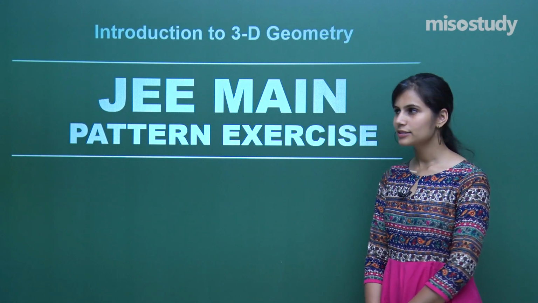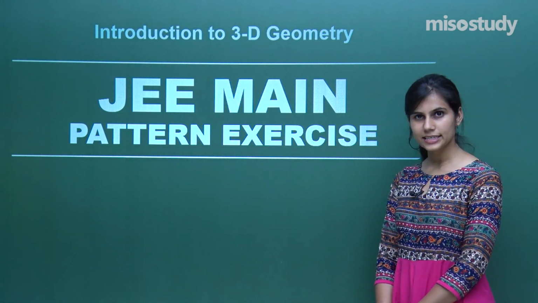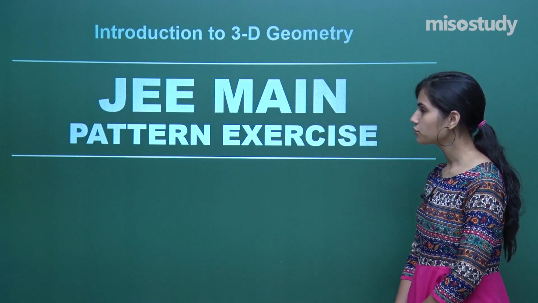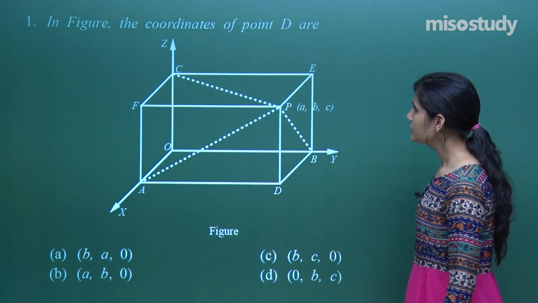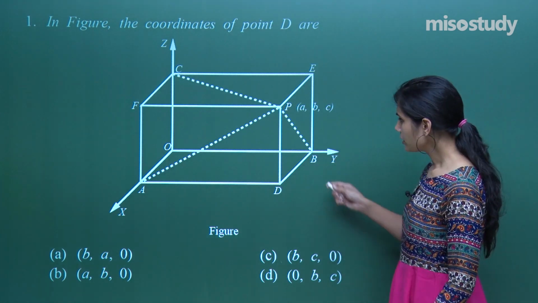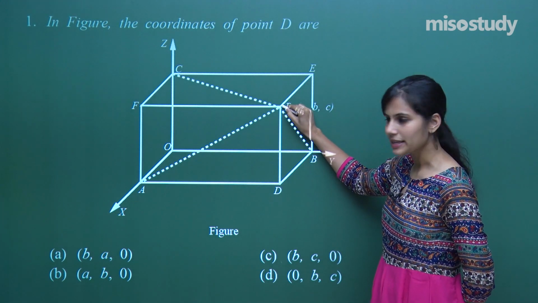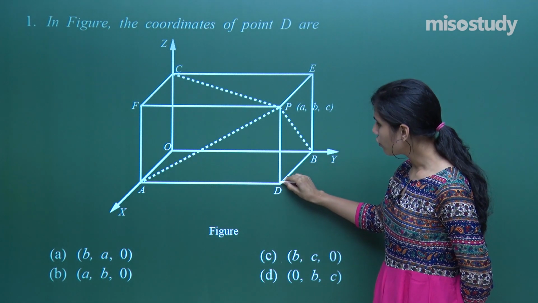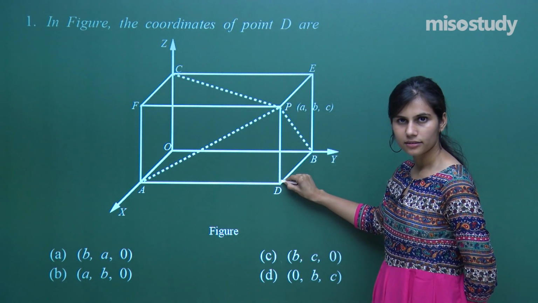Okay guys, so let's discuss the questions related to JEE Main pattern exercises for the chapter Introduction to 3D Geometry. The first question says, in this figure, the coordinates of point D will be what? So if you can see, there is this point B in space, a perpendicular is being drawn and it is stopped at the XY plane, right?